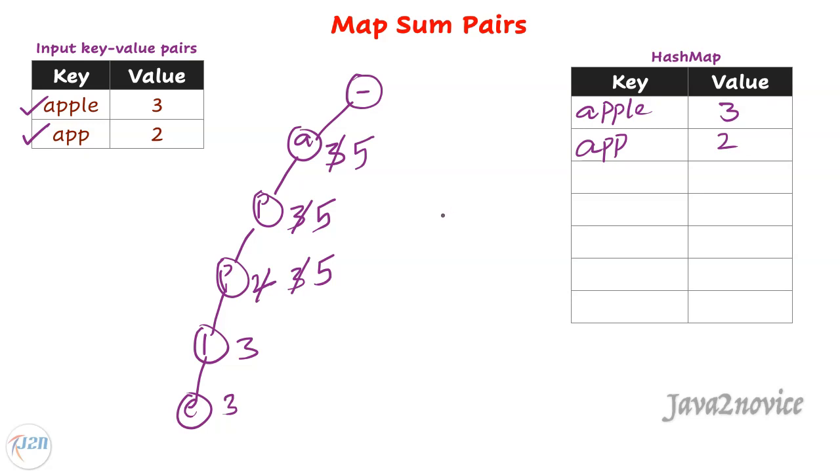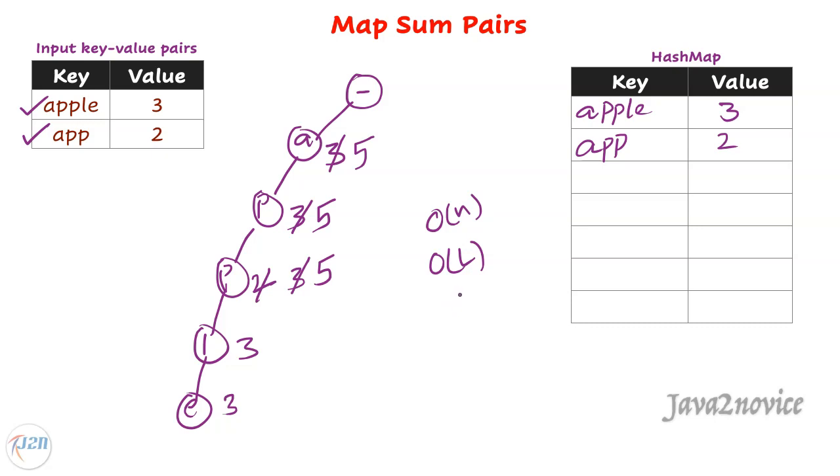Now the time complexity for insert is order of n. Here n is the length of the string. Then the time complexity for sum function is order of L. Here L is the length of the prefix string. Hope you understood. Let's write code now.